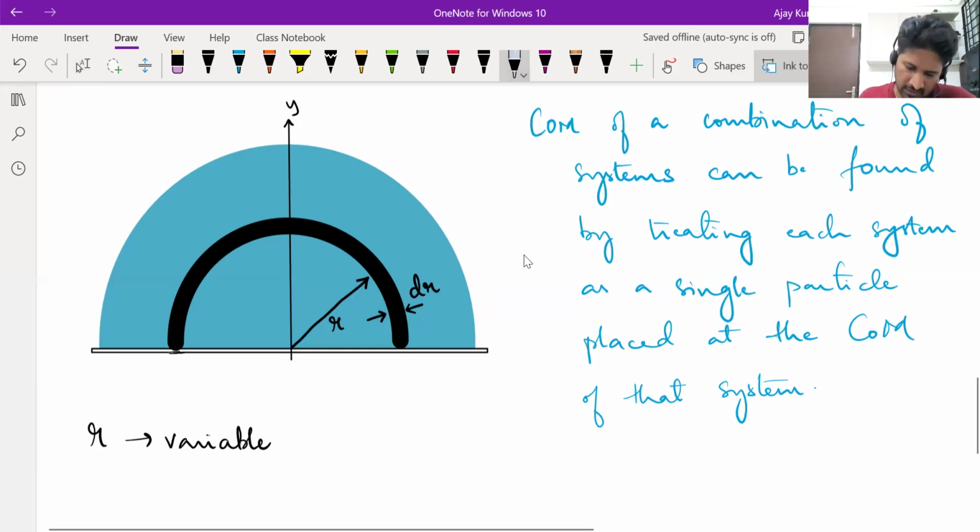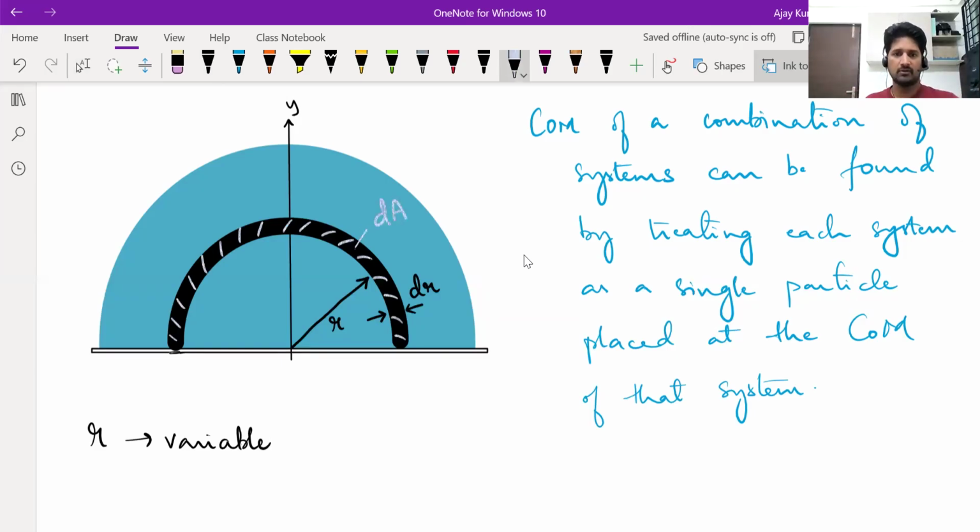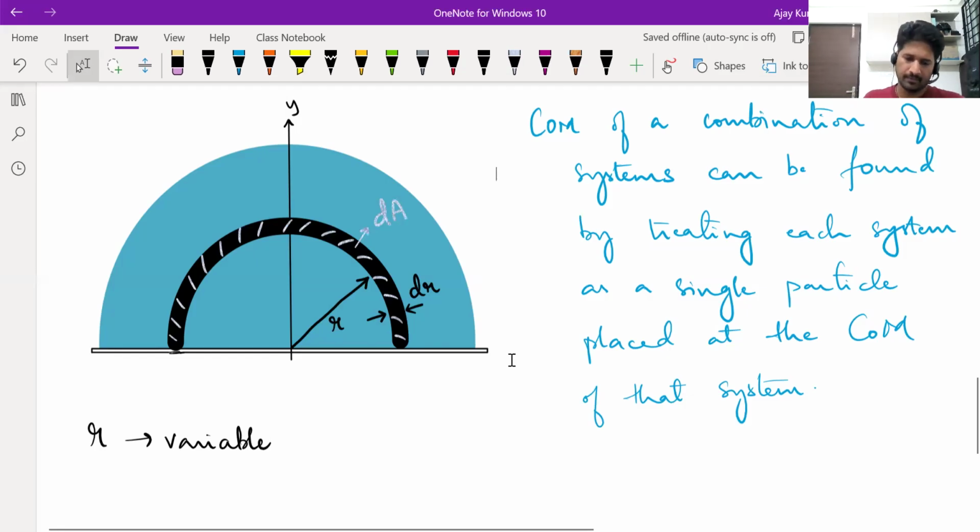Now, the ring element that we have considered here occupies some area of this semicircular disk. You can call this area dA. It occupies some part of the area. Every ring element that you take has some area.